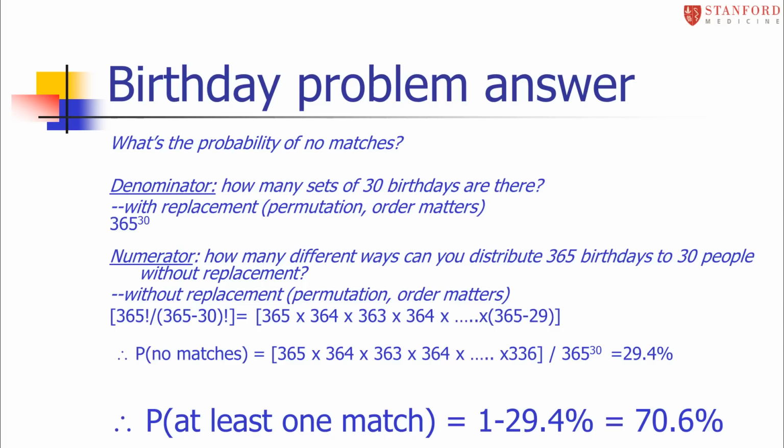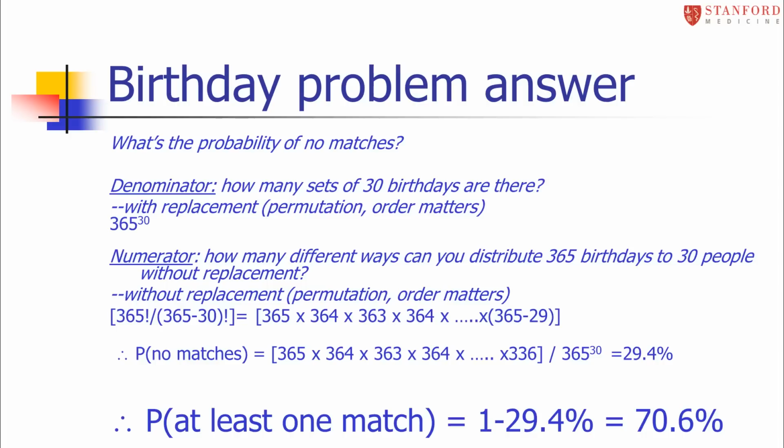So let's calculate what's the probability of nobody having the same birthday, of everybody having a unique birthday in a class of 30. So let's start with the denominator. How many sets of 30 birthdays are possible? Now this is going to be a case where we want to have replacement, because we want to allow that one of the possible outcomes in my class of 30 is that I could have people who have matching birthdays, right? That's the whole point of the problem. So this will certainly have replacement.